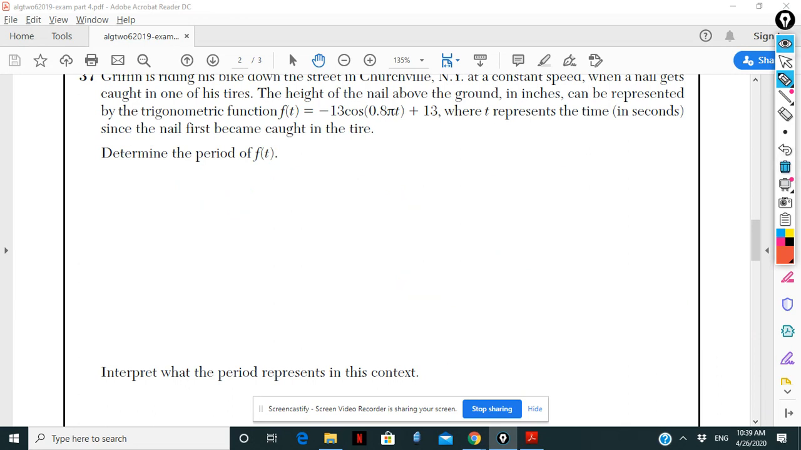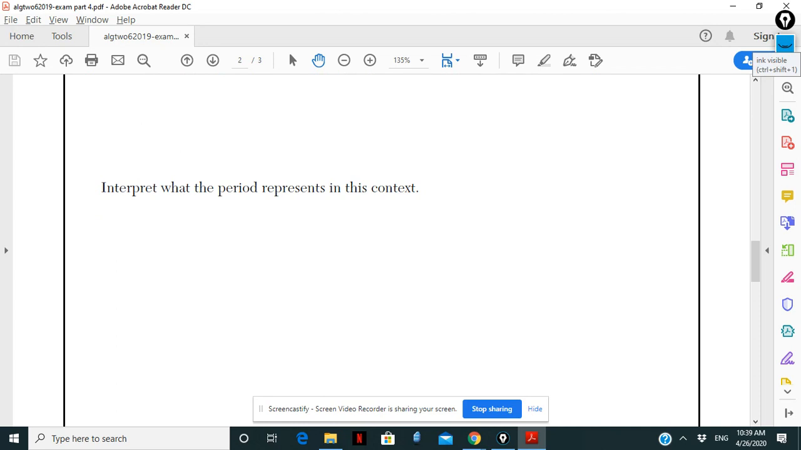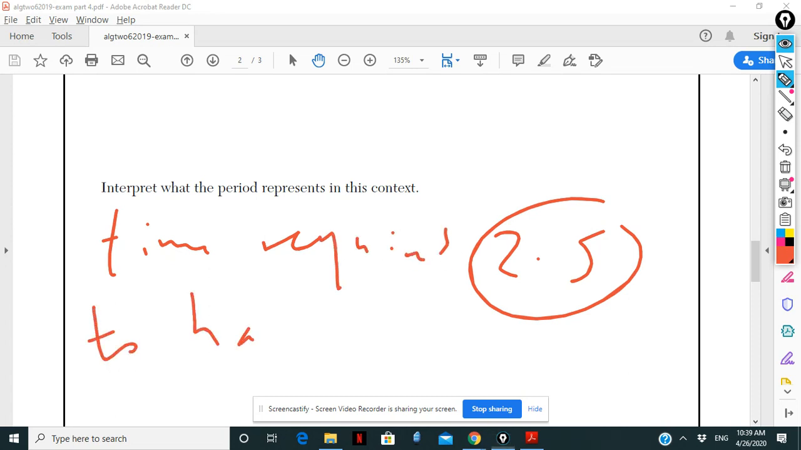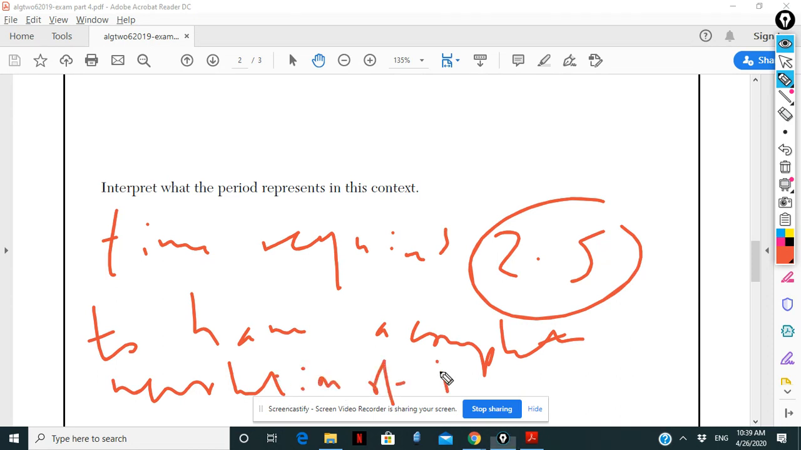Okay, second part. Interpret what the period means in this context. So 2.5 seconds means the time required to have a complete revolution of the tire, so the nail goes back to the first position.